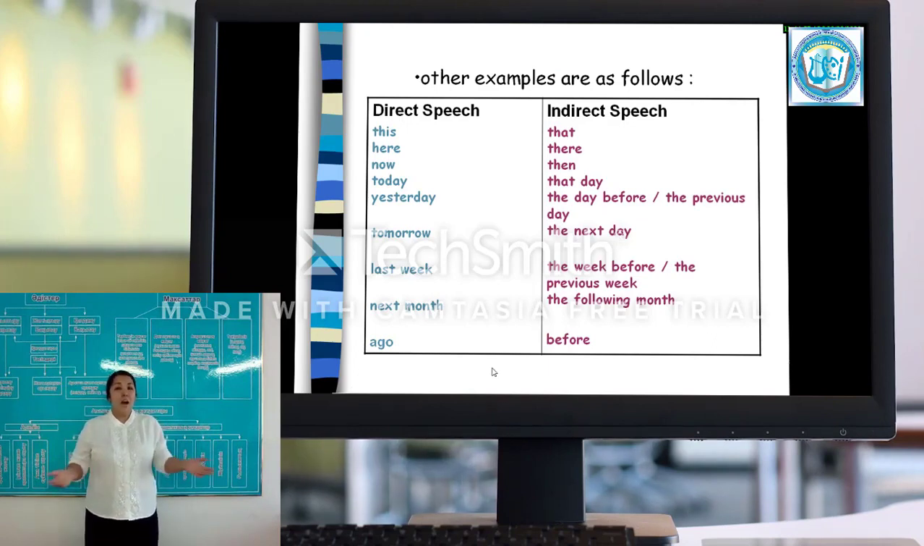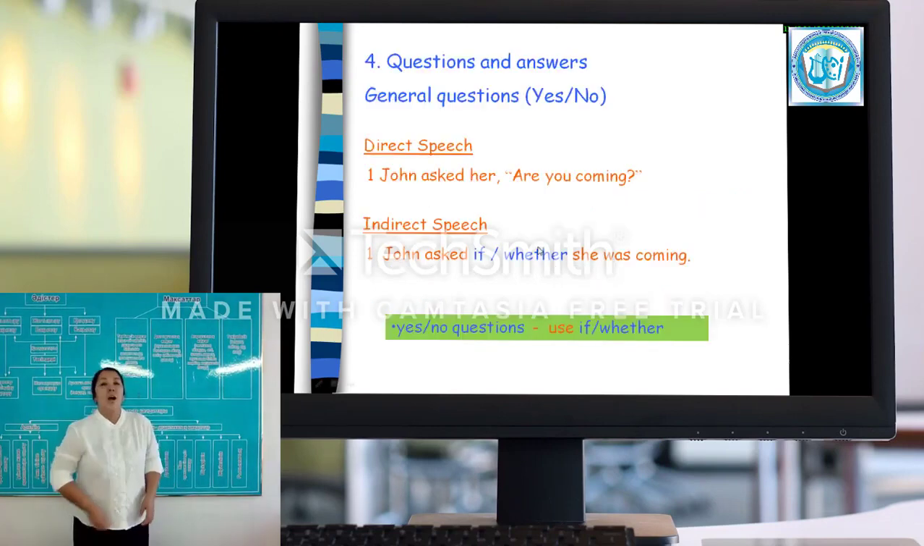Other examples are as follows. In direct speech, this is changed in indirect speech like that. Here, there; now, then; today, that day; yesterday, the day before, the previous day; tomorrow, the next day; last week, the week before, the previous week; and next month, the following month. "Ago" is changed into "before."